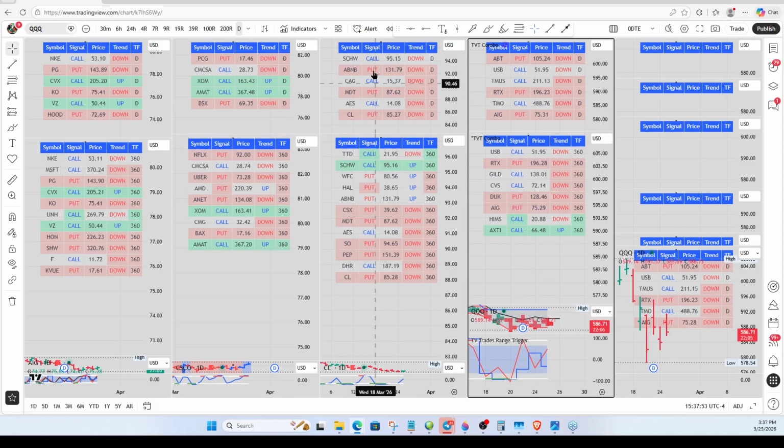And if you go through these right here, the Airbnb is not on both. Colgate is on both. Colgate's a put on both. MDT is a put on both. So you'd probably want to do both of those. XOM, you probably want to do that call. Even though that call didn't qualify up here, it qualifies down here.